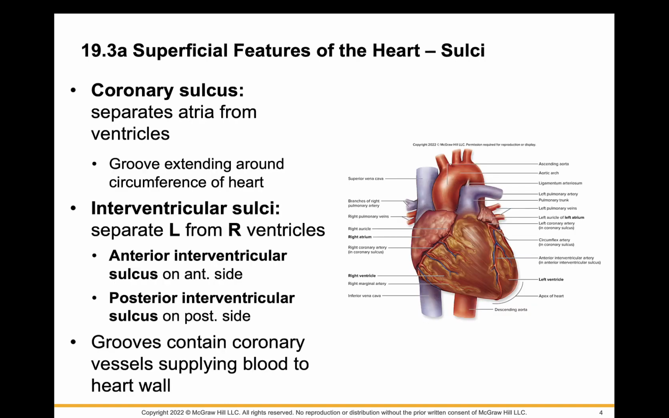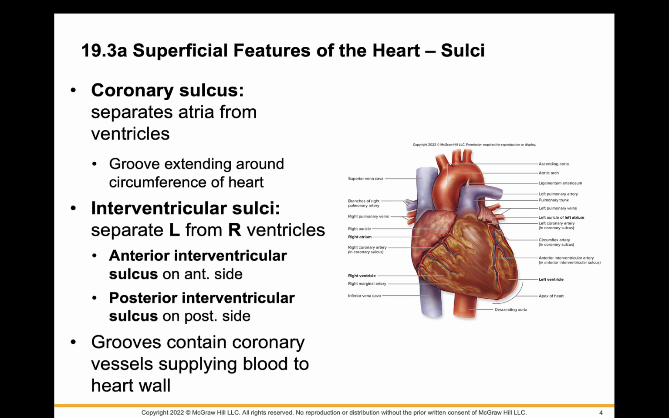Now, when we look at some superficial features that are rather predominant, sulci is one of them. And remember, a sulcus is basically a groove. What is important about the sulci of the heart is that this is where all of the coronary arteries will be nested. They are within these grooves of the heart itself. Let's break them down. We have the coronary sulcus. This is separating the atria from the ventricles. Think of it as a groove extending around the circumference of the heart.